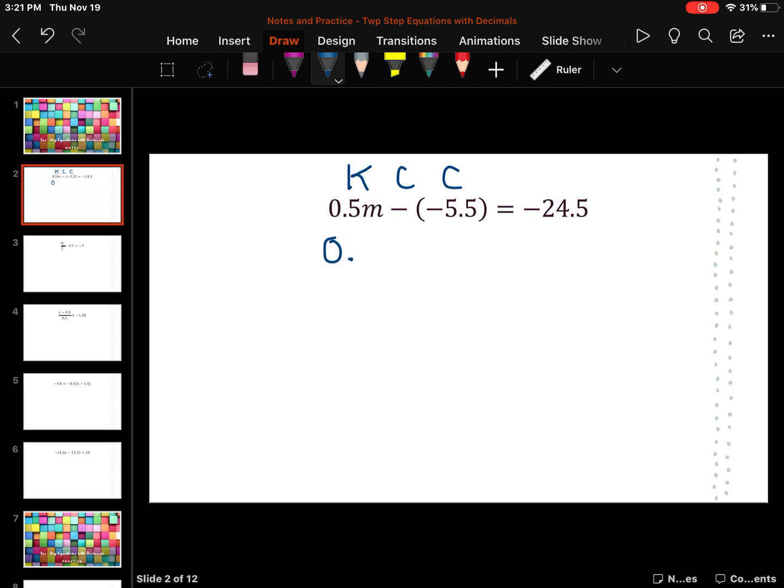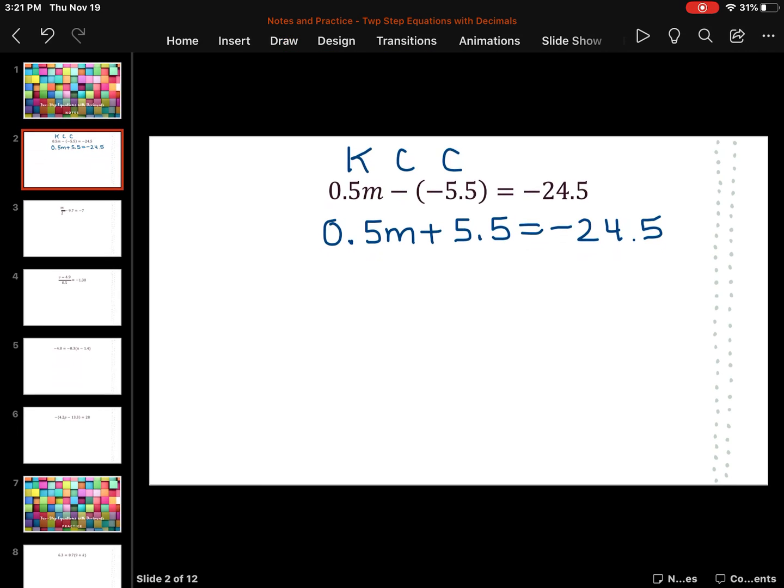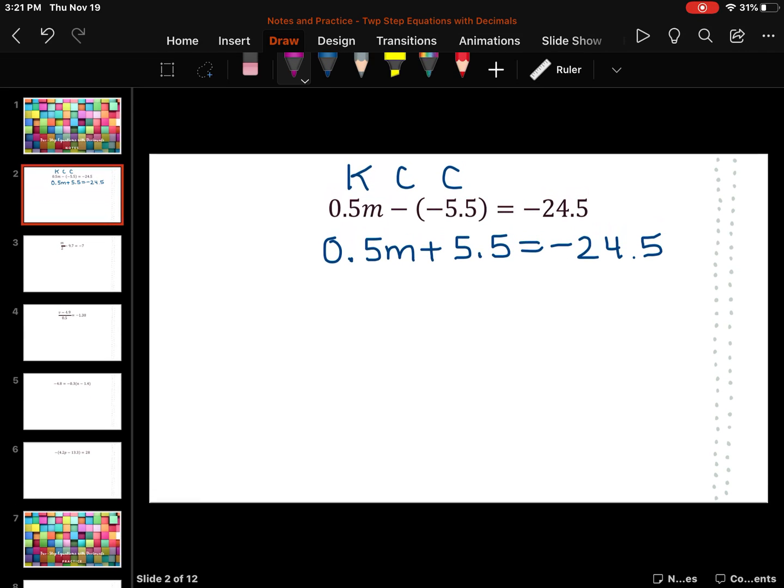So that makes it positive 0.5 m, change it to a plus sign, change it to a positive 5.5. Bring everything else down, equal sign, negative 24.5. There we go. So now this looks like an equation I can solve. So I'm going to draw my line straight down my equal sign, and I'm going to look for any addition or subtraction to do first. So I do see a plus 5.5, so my inverse would be to subtract 5.5, right?